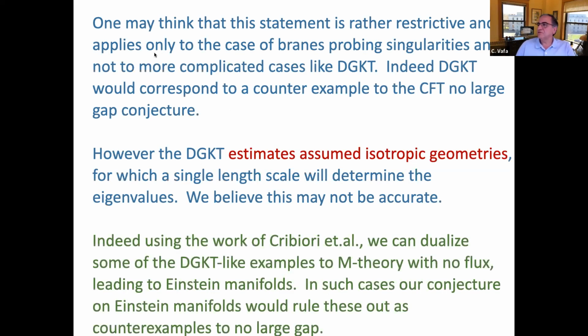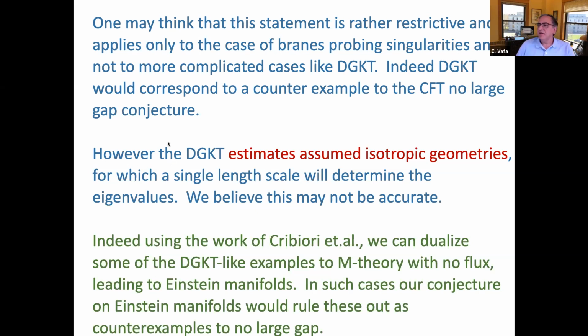Now, one may think that this statement is rather restrictive and applies only to the cases of branes probing singularities and not to more complicated cases, because there are other ways to get holographic models. It doesn't have to be just branes probing singularities. So, for example, there's the DGKT construction, which does not correspond just to probes of a singularity. There are more complicated elements in the story, fluxes of various types and so on. And indeed, if DGKT would correspond to a dual conformal theory, there would be a counterexample to the no-gap conjecture that we made, in that the exponent in this case will be lower than 1. So you can make the gap in the dimension of operators arbitrarily large.